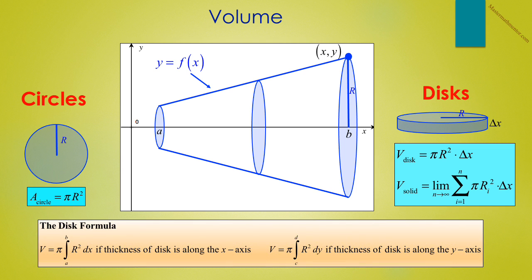So we have our disk formula, which is really two formulas. The volume of our rotated function about the x-axis is pi integral from a to b of r squared dx if the thickness of our disk is along the x-axis. Our volume of our solid will be pi integral from c to d of r squared dy if the thickness of our disk is along the y-axis. We will see numerous examples of this coming up.